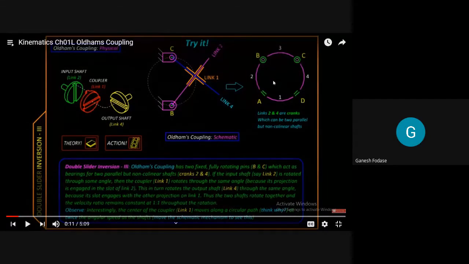Now, in order to use this mechanism, one of the links we have to fix. So here, this link CB is fixed. Observe which one is the CB link. The CB which has turning pairs on both sides: CB forms a turning pair with link 2, and CB forms a turning pair with link 4. So this one is fixed.